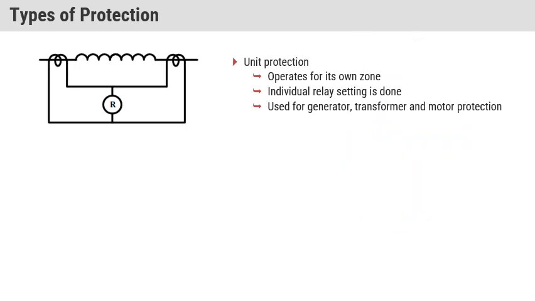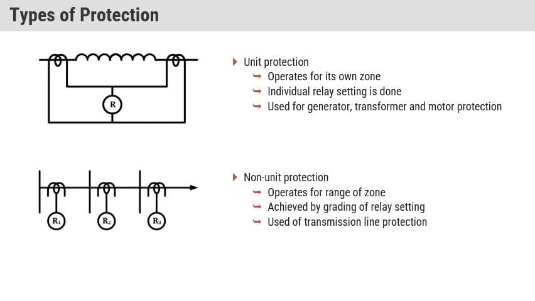Then, types of protection: as I already mentioned, the unit protection system. How does a unit protection system work? It operates for its own zone. Okay, individual relay setting is done. It is used for generator, transformer, and motor protection. Okay, and a non-unit protection system operates for a range of zones. Okay, the unit protection operates for its own zone; this is the zone of protection.